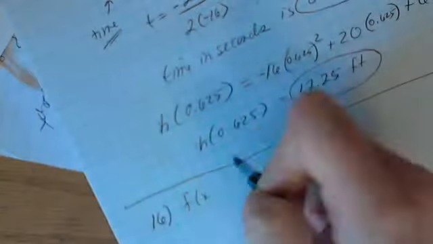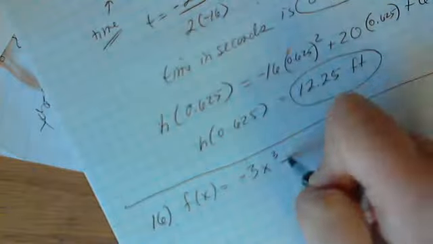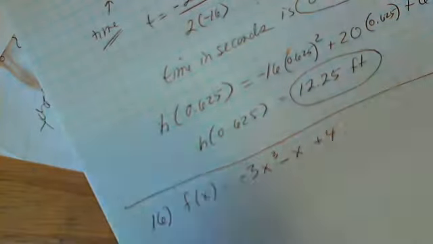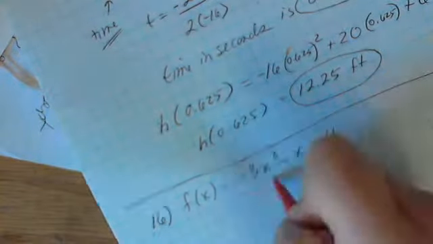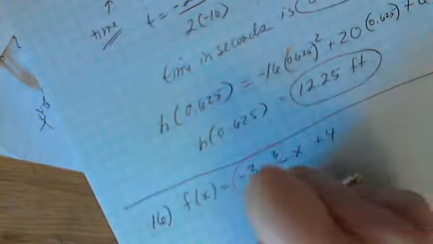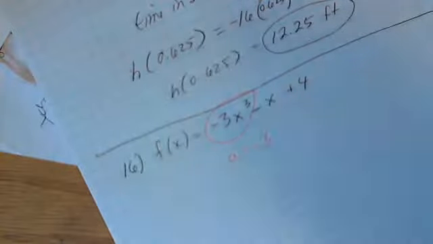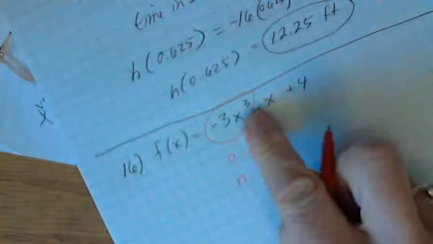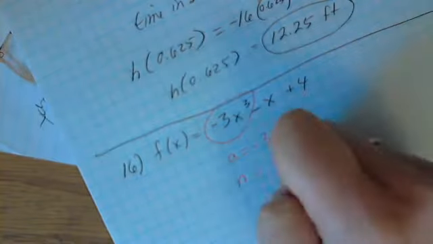F of x equals negative 3x to the third power minus x plus 4. So you identify the term with the highest exponent in it, and that would be this one. And a is the coefficient of that variable. So my a in this case is negative 3, and the n is the exponent on that highest term. So my n is 3.